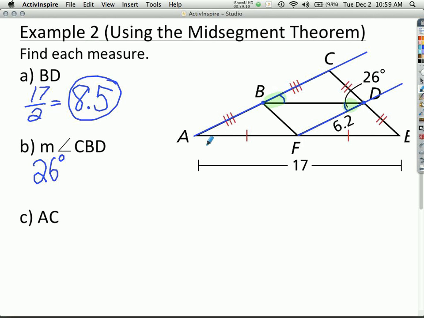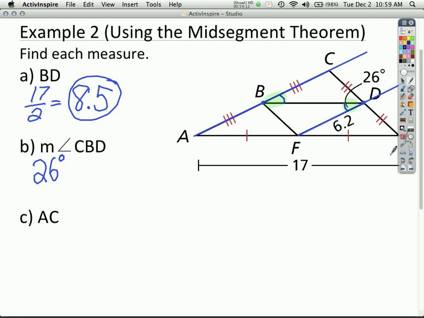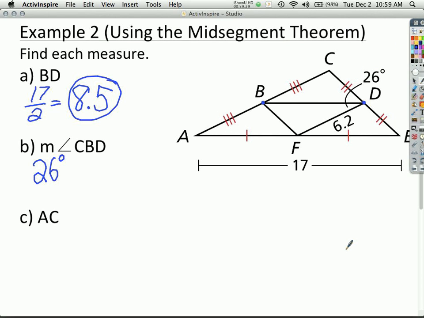Okay, so let's go one step further to part C. I would like the distance of AC, and let me get rid of my parallel lines that I drew. We would like the distance of AC. Give me a thumbs up if you think you know how to find it. You don't need the answer, I just want to know if you know how to find it. Some people think they've got it. Okay, Alexandra, what do you think we're going to do?